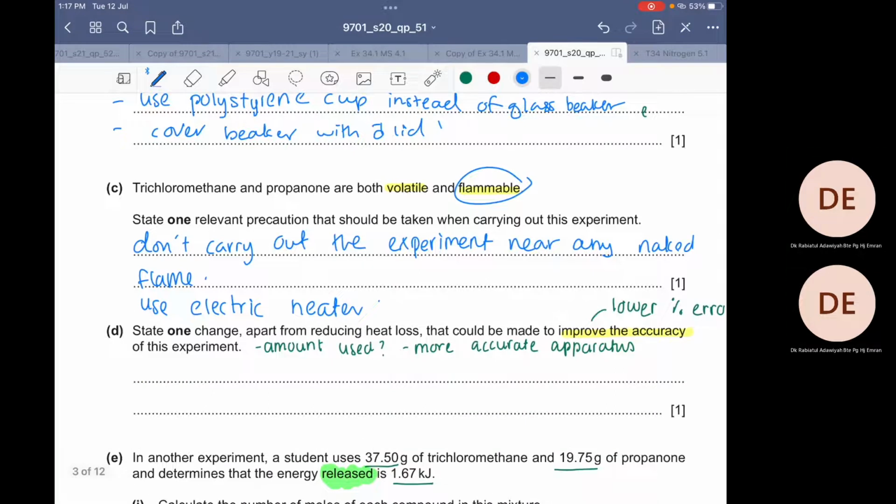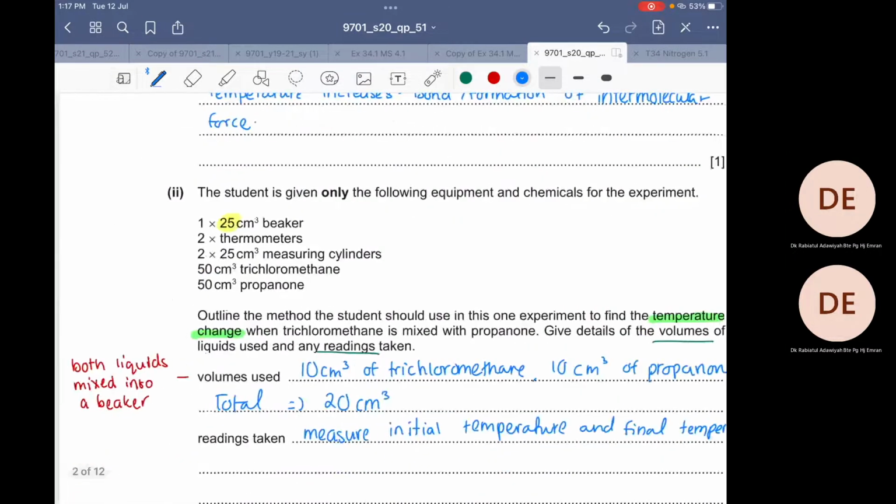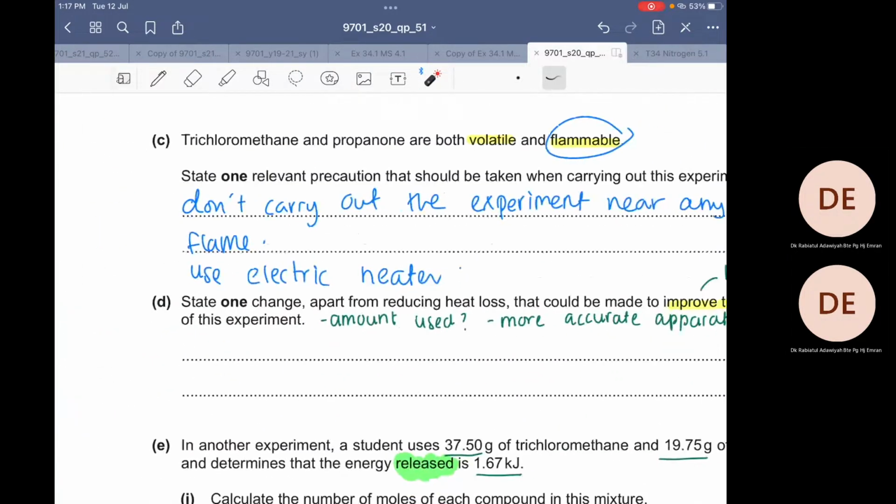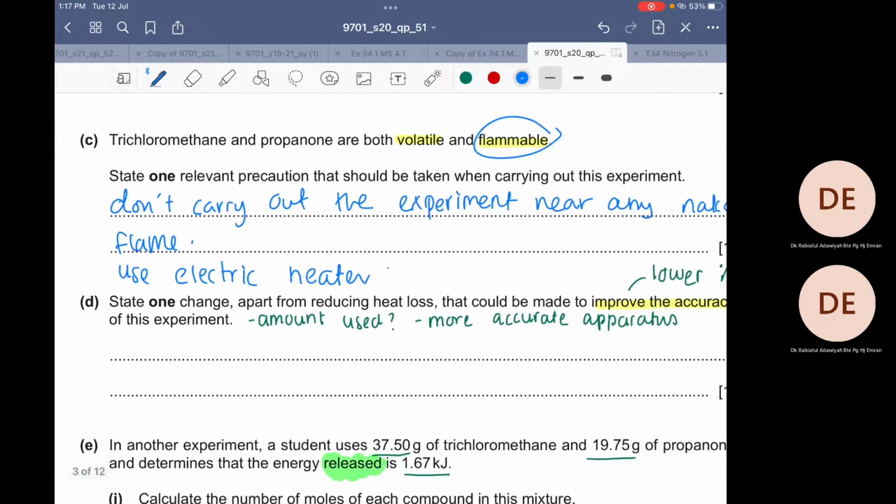State one change, apart from reducing heat loss, that could be made to improve the accuracy of this experiment. There are a few things that you can change. First is in terms of apparatus. What apparatus did we use to measure out the volume here? We're usually using a measuring cylinder, right? What's a more accurate apparatus to measure out volume? Yeah, we can use a burette. So use a burette, that's only for 1 mark.